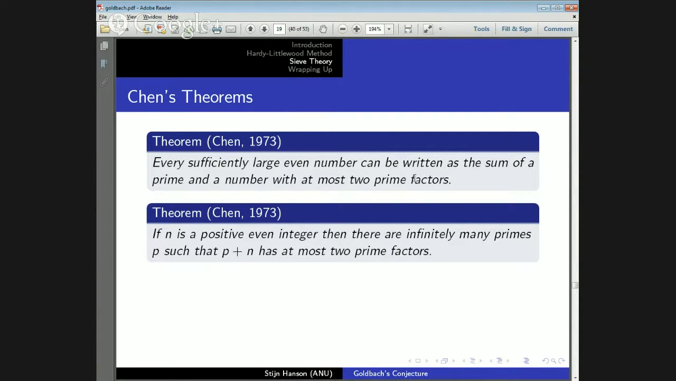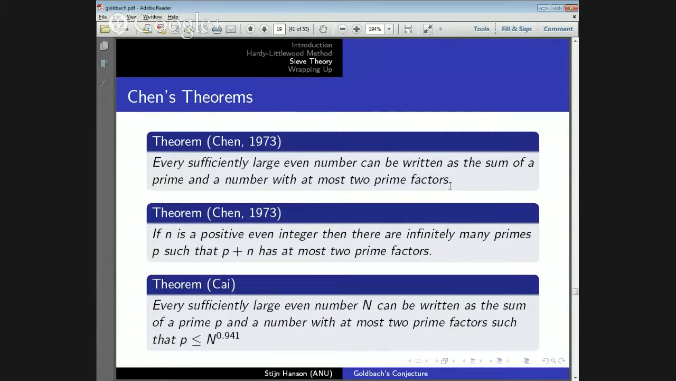Right, so setting n equals 2, that's our twin prime behavior going on there. And again, this isn't too far off twin prime, but it's a very different tack from other attempts at the conjecture. But with Chen's first theorem, there have been some interesting developments made by a guy called Kai.